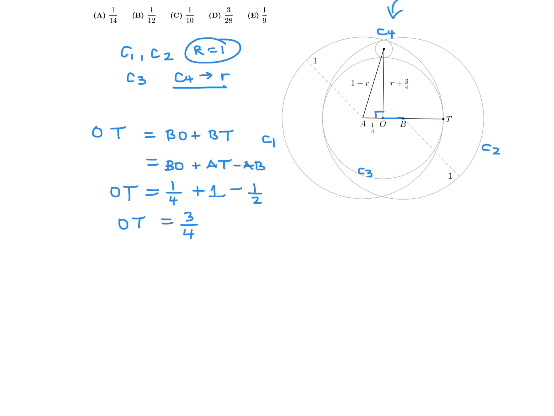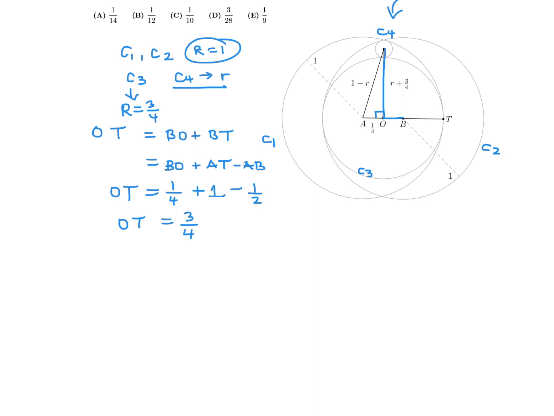And how does that help me? Okay, well, that means that the radius of C3, therefore, is 3 over 4. That's how it helps me. Okay, I got it. So therefore, this side from here to there, from the center of C4 all the way to O, is indeed R plus 3 over 4, because R represents the radius of that small circle, and 3 over 4 is the radius of C3.